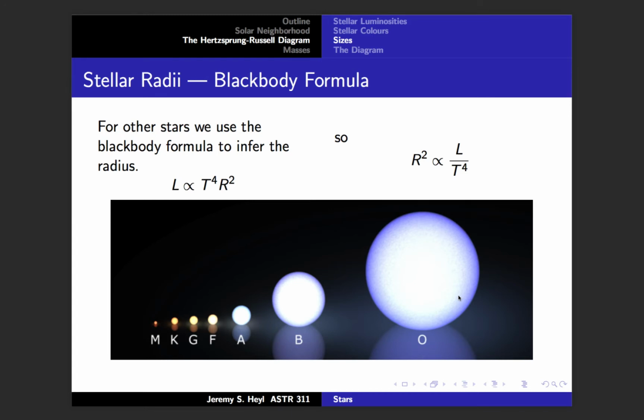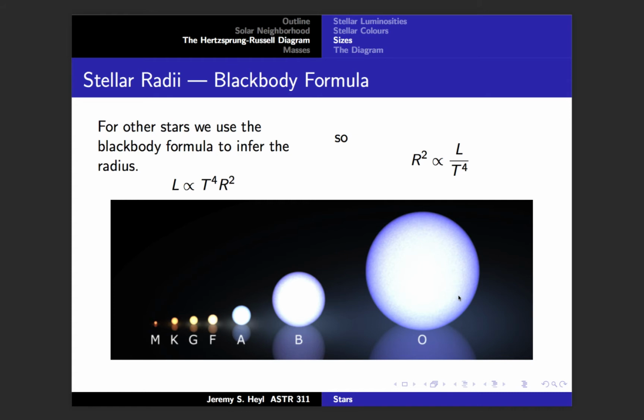But for the other stars, we just use the trends that have to do with the fact that they emit approximately like a black body. So if we know that the star is at a certain distance away from us, we can measure its luminosity, and it goes as the temperature to the fourth power times the radius squared. So we can combine those and figure out the radius of the star if we know how bright it is and what temperature it is.